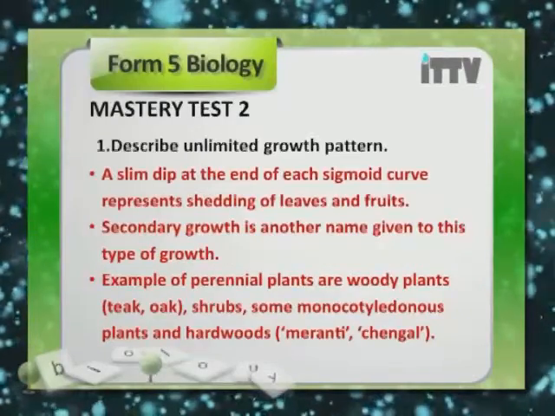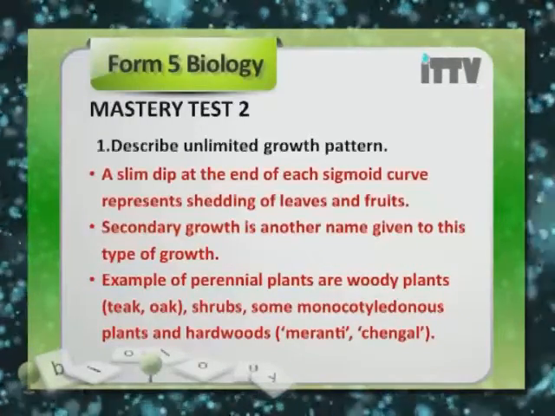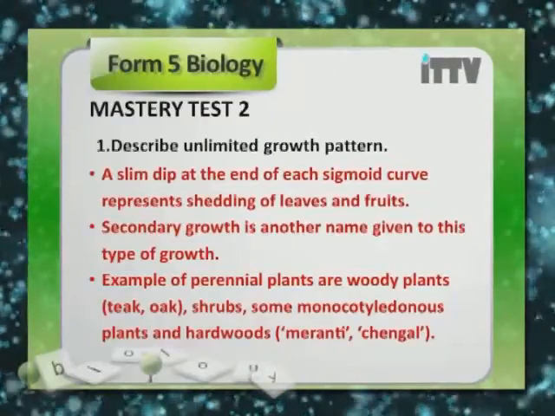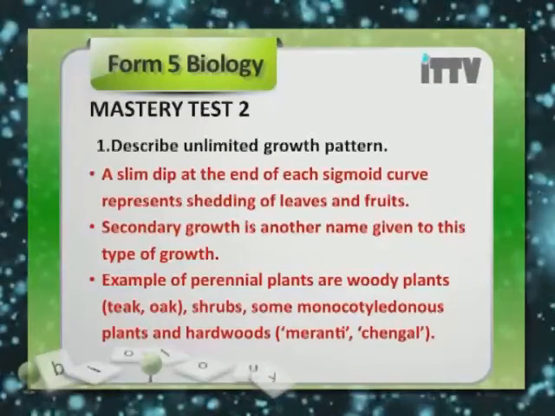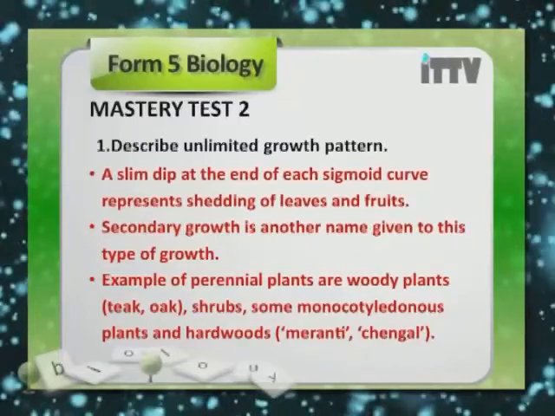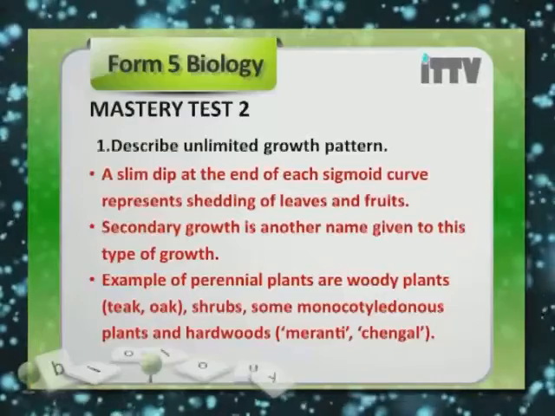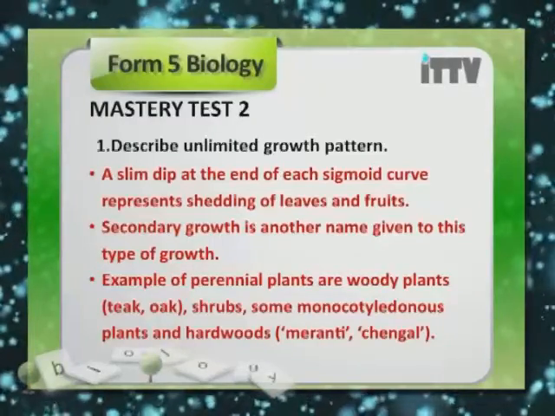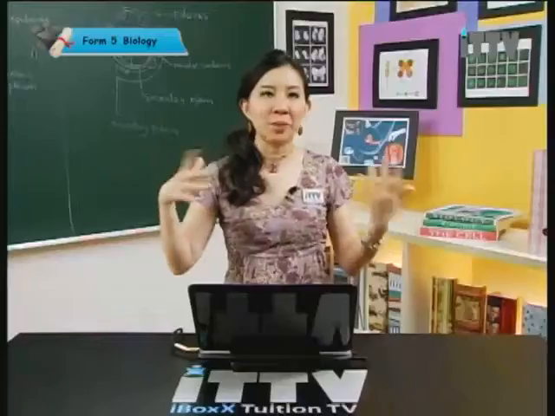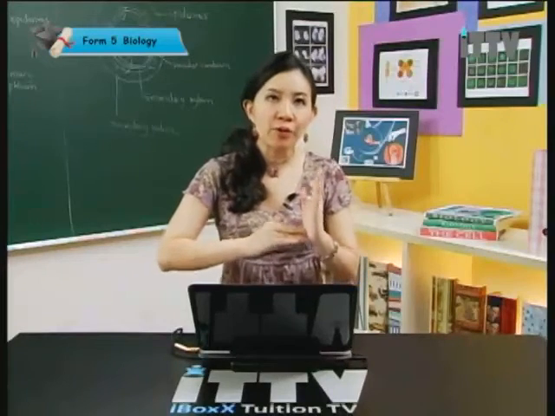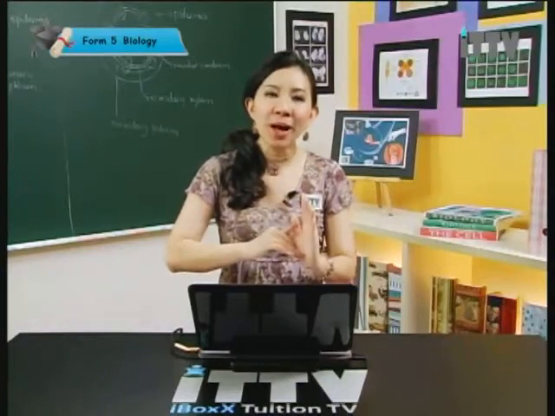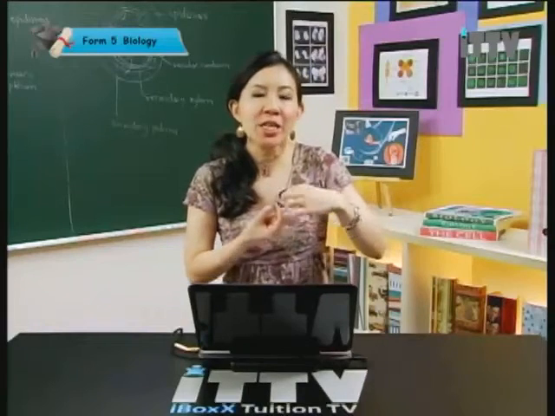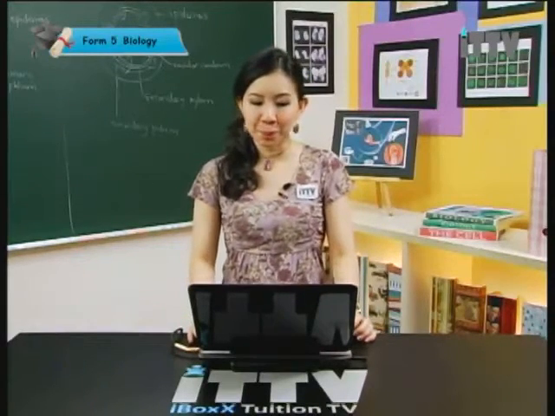A slim dip at the end of each sigmoid curve represents shedding of leaves and fruits. Secondary growth is another name given to this type of unlimited growth. Examples of perennial plants are woody plants, shrubs, and some monocotyledonous and hardwoods. So this one is a little bit of memory recall, that basically if you looked at the previous MCQ, the growth curve of all these perennial plants shows an annual series of sigmoid curves.